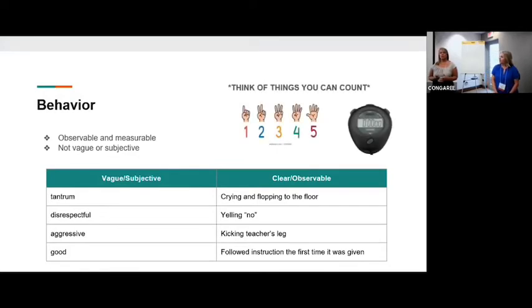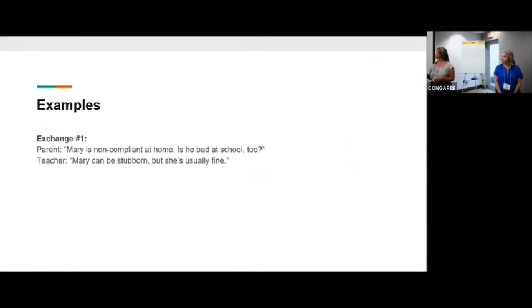So when you're looking at a behavior and trying to define it, think of things that you can count, whether it's duration or how many times something is happening. If you can't do that, then you might need to hone in and really make your definition a little bit more clear and a little bit more objective. So this is just some examples.